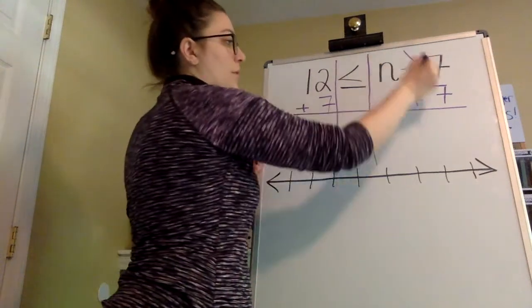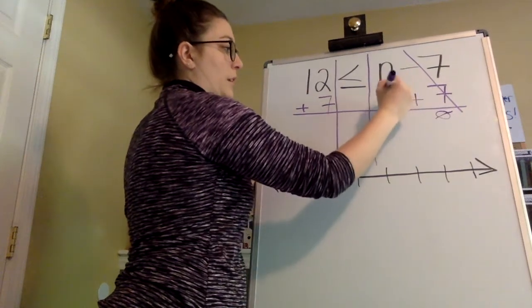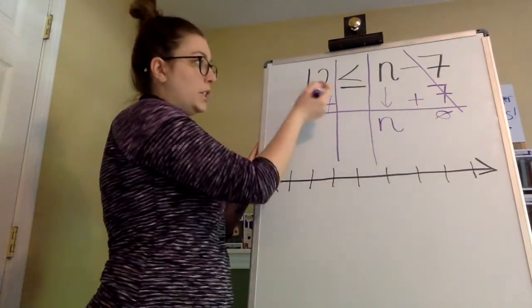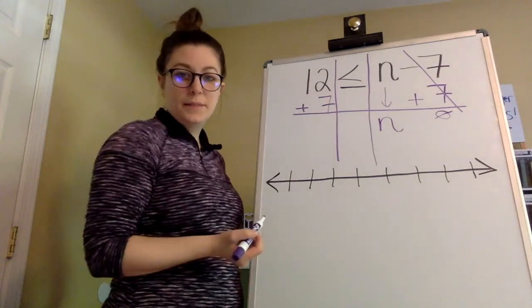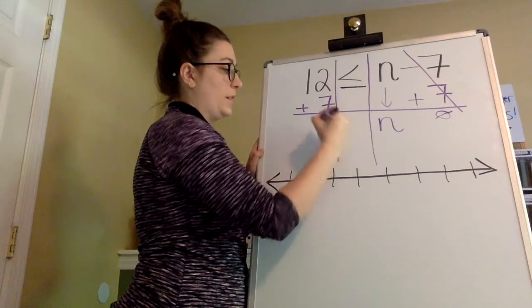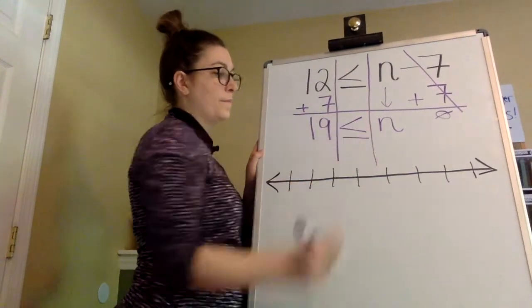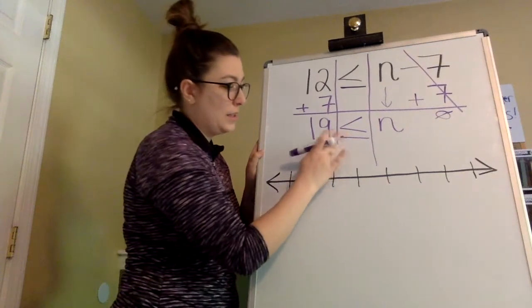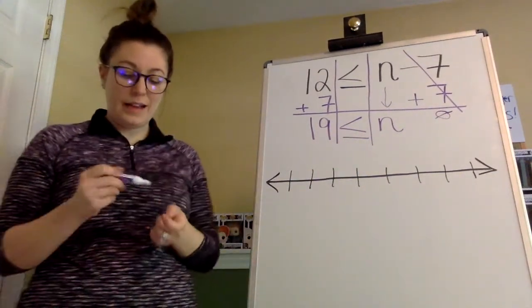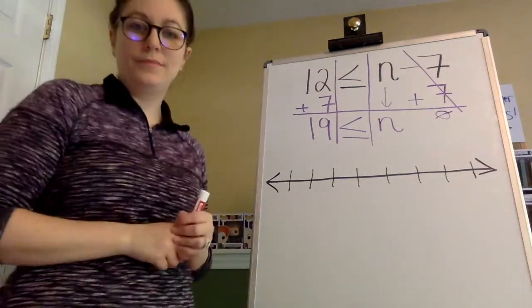So this gives you 0. I'm just going to bring down my variable. 12 plus 7 is 19. Very nice. And then I'm just going to slide my inequality symbol down. Now, what is happening here that we don't particularly like? I'll give you a hint. It has to do with the variable.